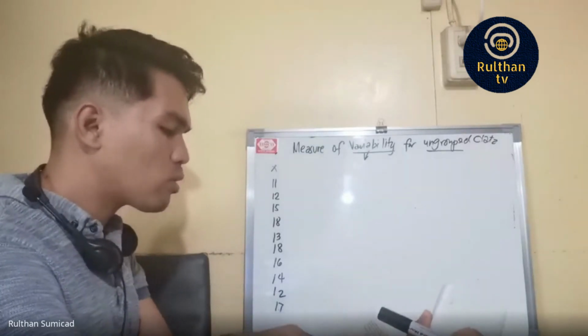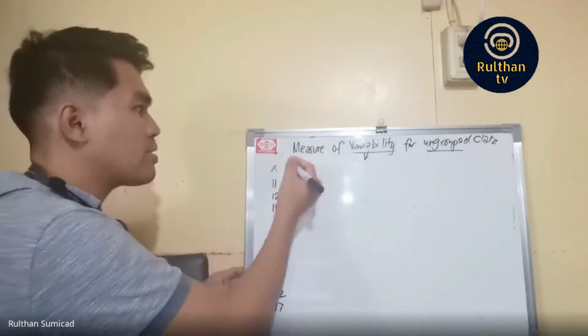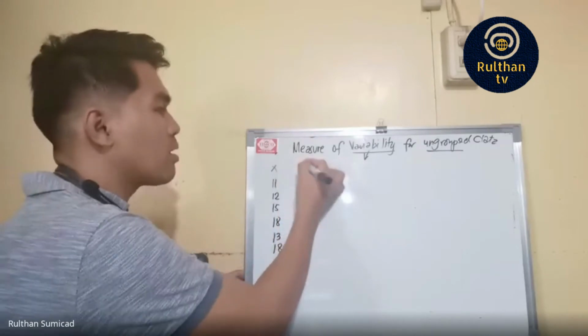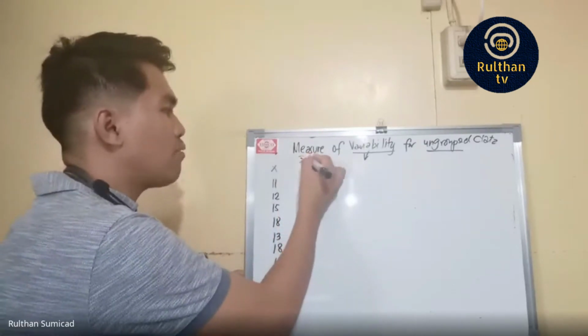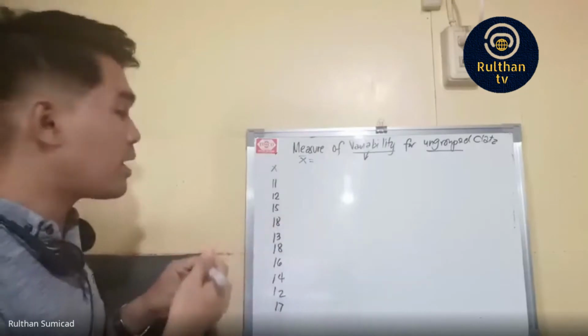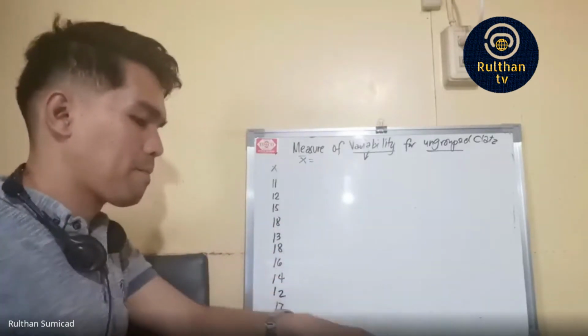Okay? We need to solve for the mean. Now, first, what is the mean? What is X bar for this data set? Who can give me the mean for this data set?